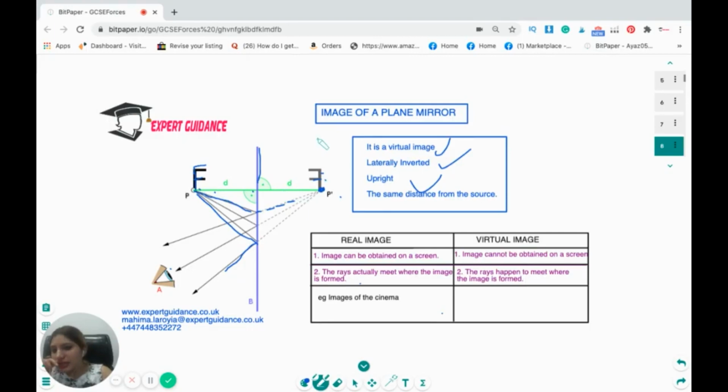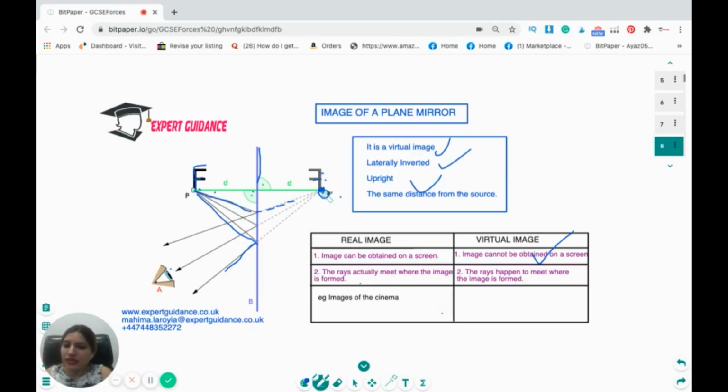Okay, so the image in a plane mirror is a virtual image. What is a virtual image? It is an image that cannot be obtained on a screen. In a virtual image, the rays do not actually meet, but they appear to meet where the image is formed. So actually, the rays are not meeting here.